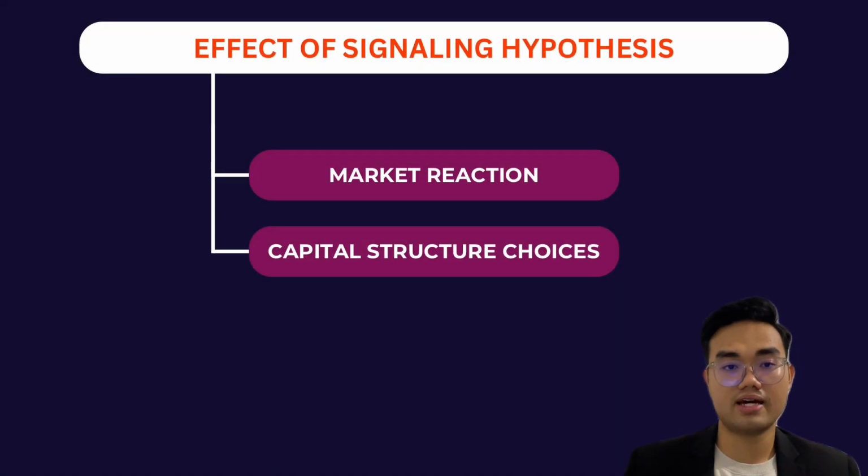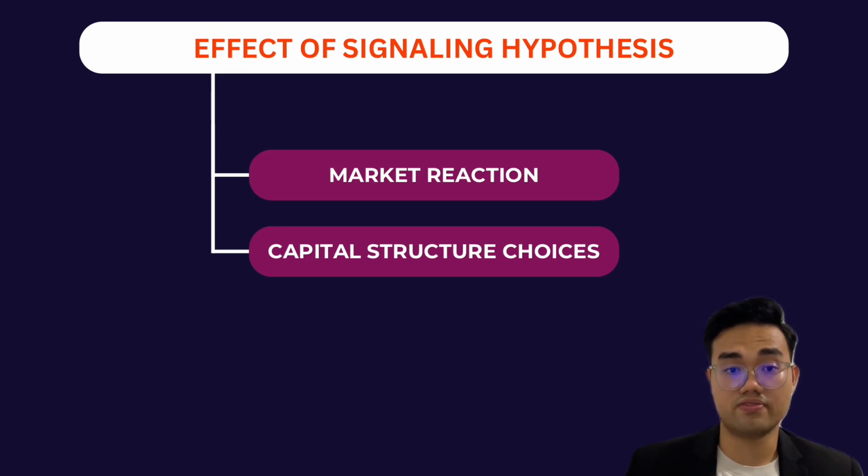Moving on to the effects of the signaling hypothesis. The signaling hypothesis also affects how the market reacts and the choices companies make about their finances. The first effect is the effect on market reaction. When companies sell more stock, it often makes investors worry that the stock is too expensive, so the stock price might go down.